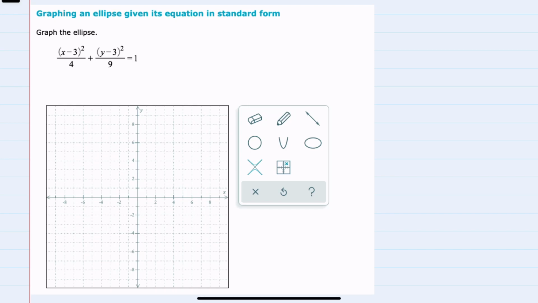In this video, I'll be helping you with the ALEKS problem type called graphing an ellipse given its equation in standard form. Before I get started on this example, let's take a short detour to look at the standard form of an ellipse and its different pieces.